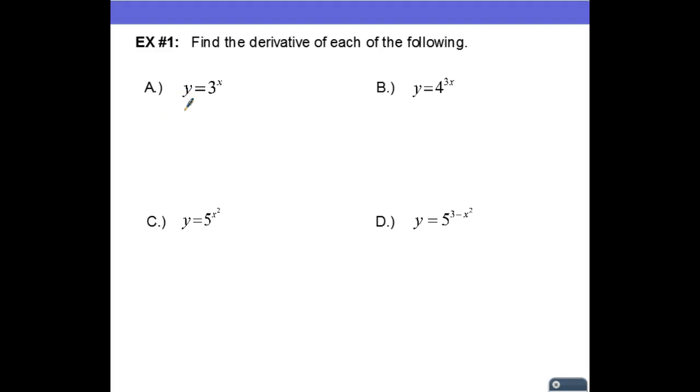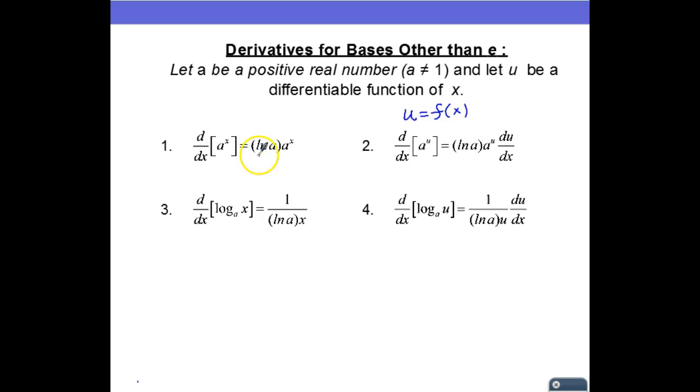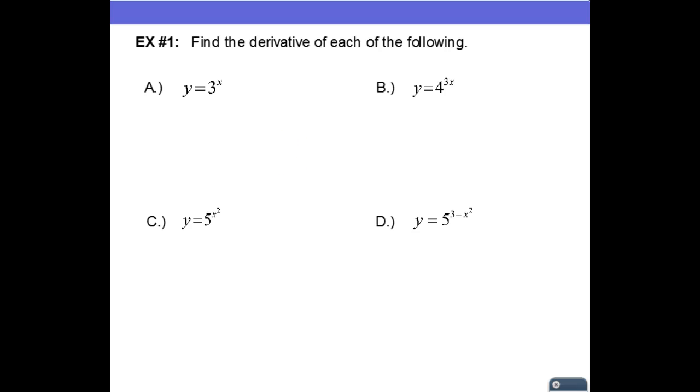In example 1, part A, we're given y equals 3 to the x. So this is going to be a function that is of the form y equals a to the x. And so differentiating this, remember that the rule is that you take the natural log of the base a and you just multiply by a to the x. So applying that rule here, we obtain y prime equals the natural log of 3 times 3 to the x.